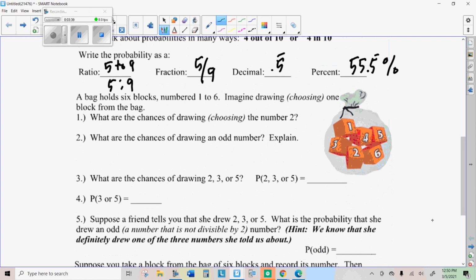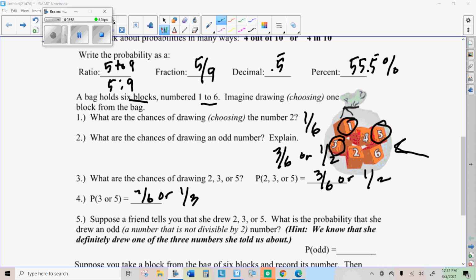All right, so a bag holds 6 blocks. They're numbered 1 to 6. Imagine drawing one block from the bag. Okay, go ahead and fill in the first 4 answers here. All right, how'd you do on those? Just explain on this one. Here's how I explained it.